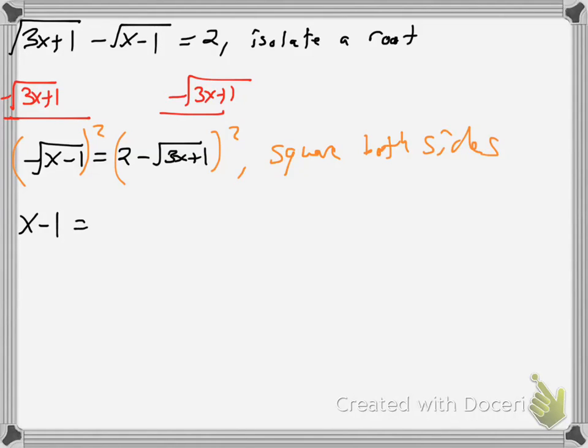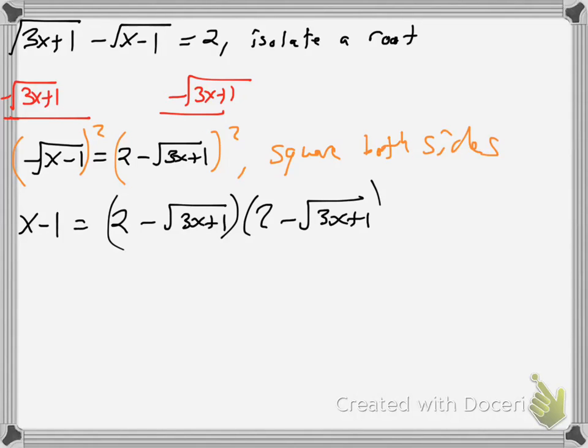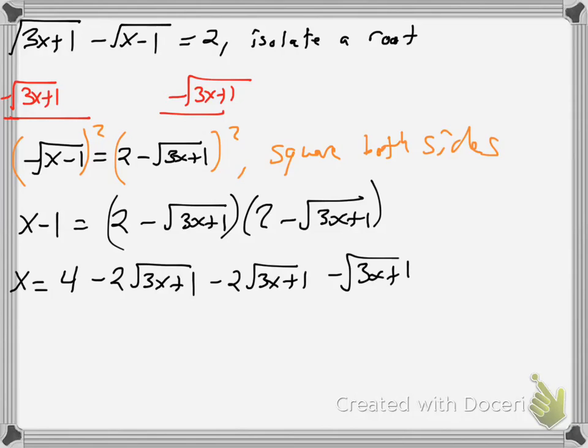Now what's going to happen here is we're going to FOIL. I'm going to go ahead and write this out as 2 minus square root of 3x plus 1 times 2 minus square root of 3x plus 1, and we're going to FOIL the right hand side out. I think I made a mistake right here. It should say x minus 1. I do fix it in just a minute, so if that's bothering you, that should say x minus 1 right here. It'll be fixed in a second.